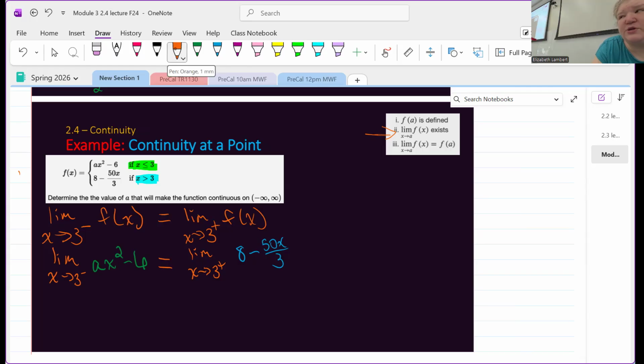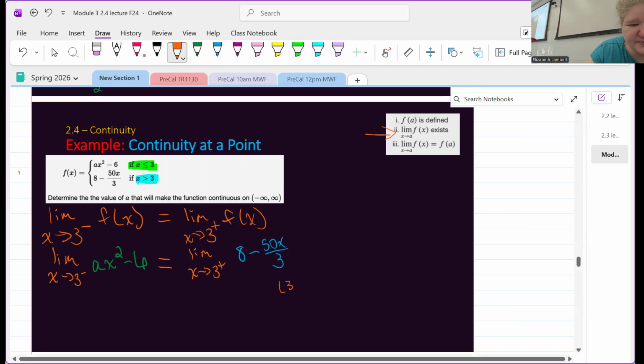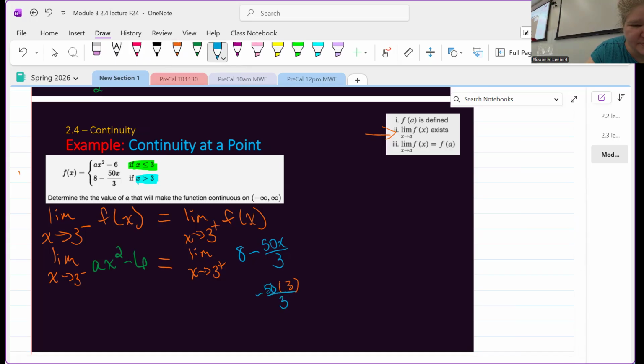What's the first thing we try with limits? Plug in the number. So let's see what happens when we plug 3 into that function. So 50 times 3 divided by 3 is 50. 8 minus 50 is negative 42. So I plugged in the number, did the calculation. I have a numeric answer on that side.